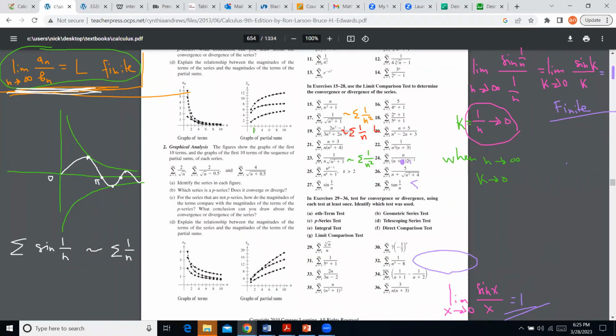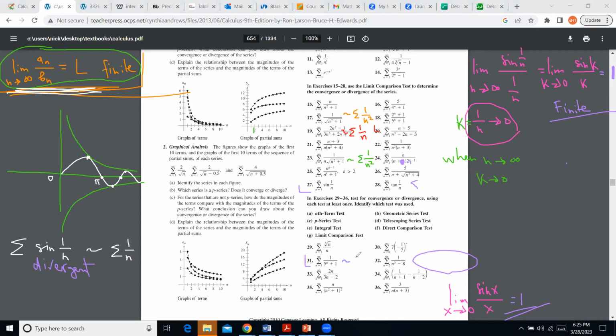So if it is finite, they both are going to be divergent series. So it's interesting. That's exercise number 27. Other than that, I think all problems here are pretty much the same. I'd say maybe 31 is a little different.